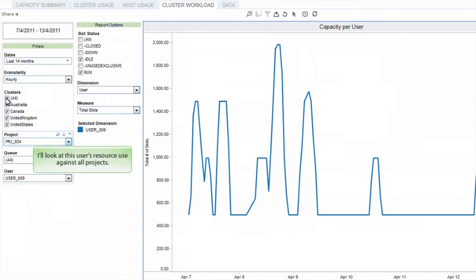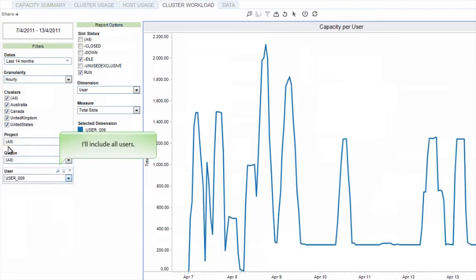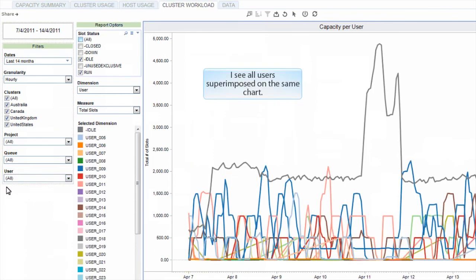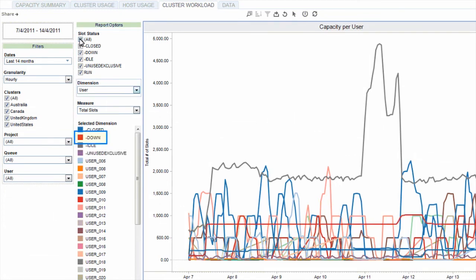I'll look at this single user's resource use across all projects. And now let's include all users. Now I see all the users that were actively using slots on any cluster superimposed on the same chart. By including hosts that are down, I get a sense of the relative proportion of resources unavailable relative to the actual usage by user. I can change the dimensions in this view as well.